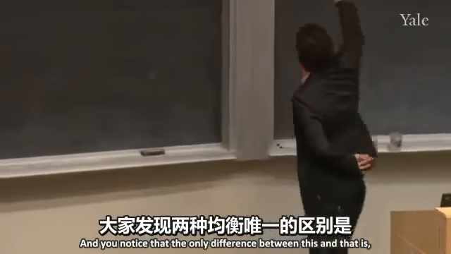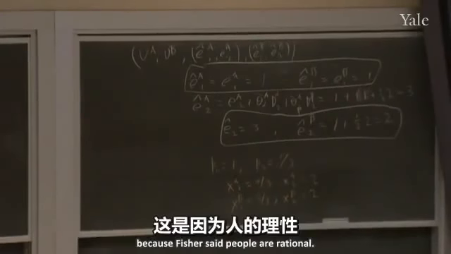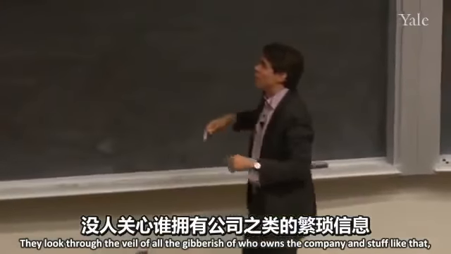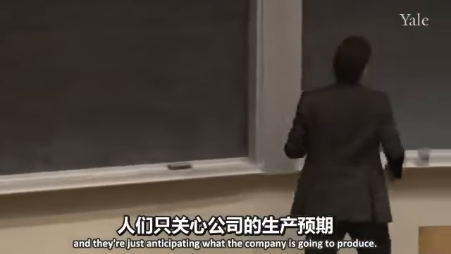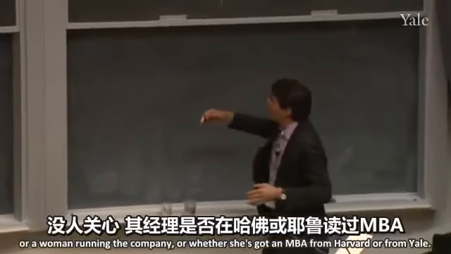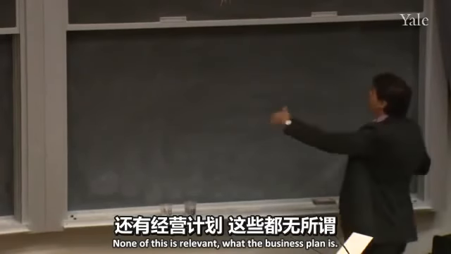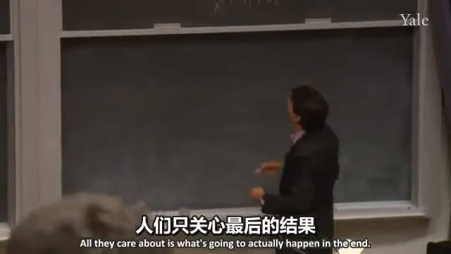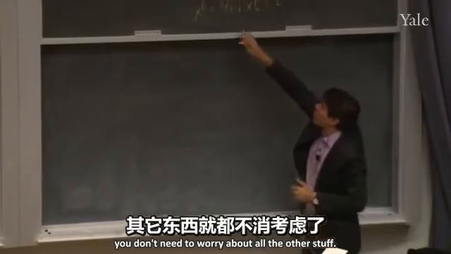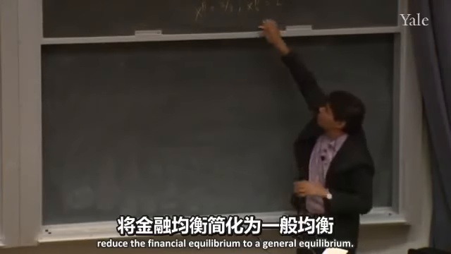Okay, and you notice that the only difference between this and that is the general equilibrium throws away a lot of irrelevant information, because Fisher said people are rational. They look through the veil of all the gibberish of who owns the company and stuff like that, and they're just anticipating what the company's going to produce. They don't really care about whether there's a man running the company or a woman, or whether she's got an MBA from Harvard or from Yale. None of that's relevant, nor what the business plan is. All they care about is what's going to actually happen in the end. So if you think they're going to anticipate that correctly, you don't need to worry about all the other stuff. So looking through the veil, you can always reduce a financial equilibrium to a general equilibrium.